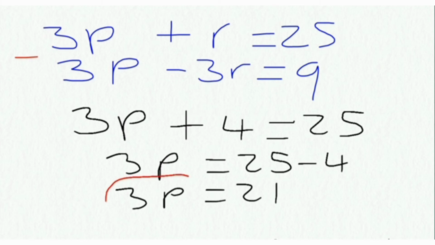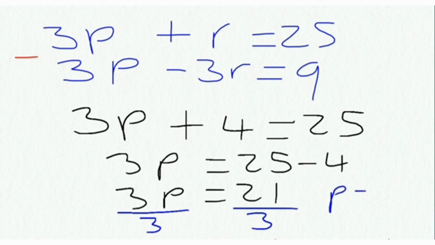Okay, look at the sign between 3 and p. It's a multiplication sign. And the opposite of multiplication sign is division. So meaning we have to divide both sides by 3. Divided by 3. So p is equal to 21 divided by 3, that is 7.